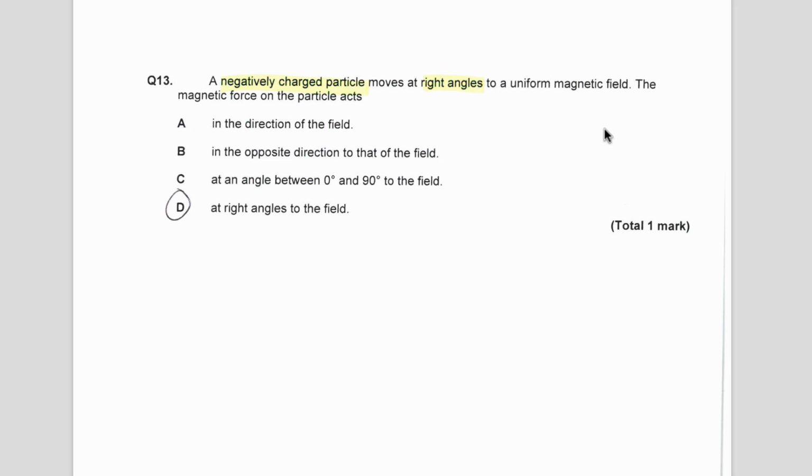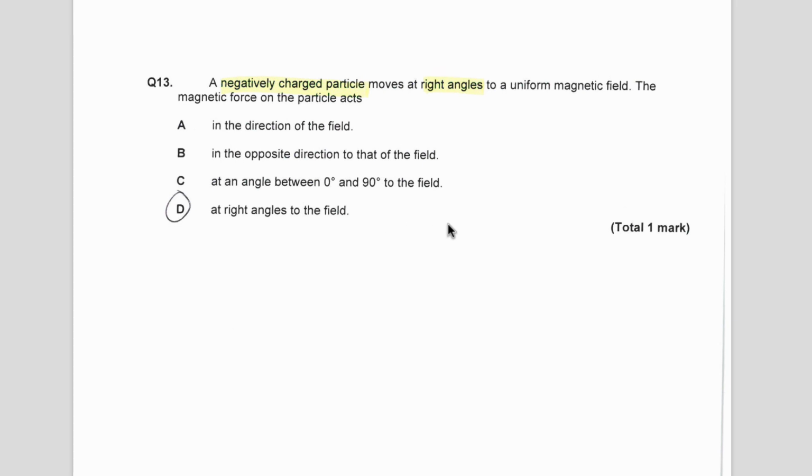Well, we know that particles in a magnetic field always go in a circle, which means that the force is always at right angles to the field. So therefore the answer straight away is D. So that was question number 12 and number 13 of the magnetic fields homework booklet.